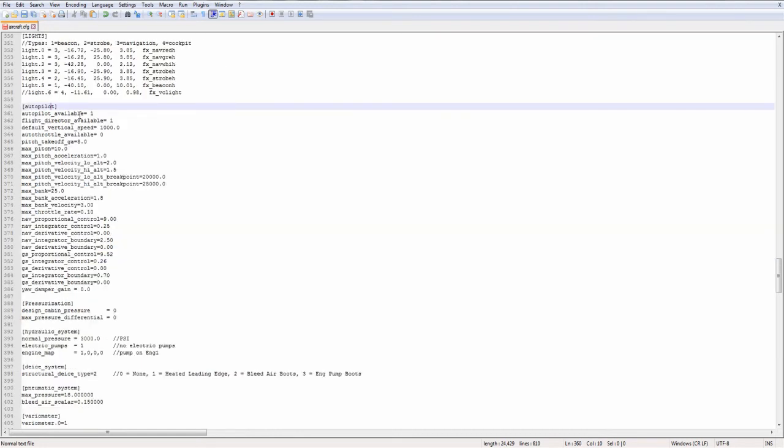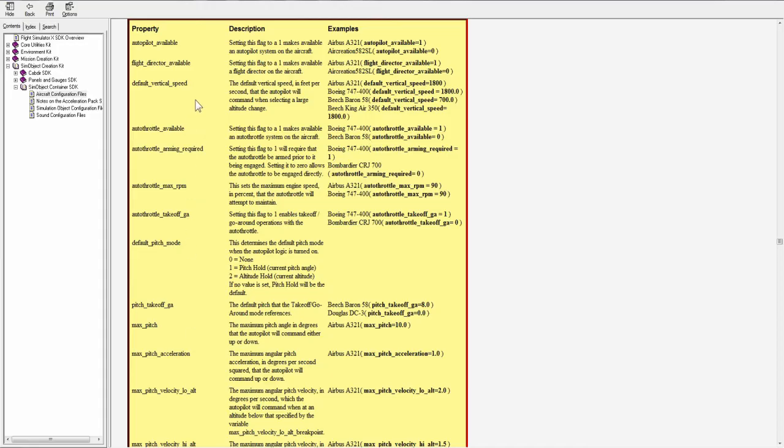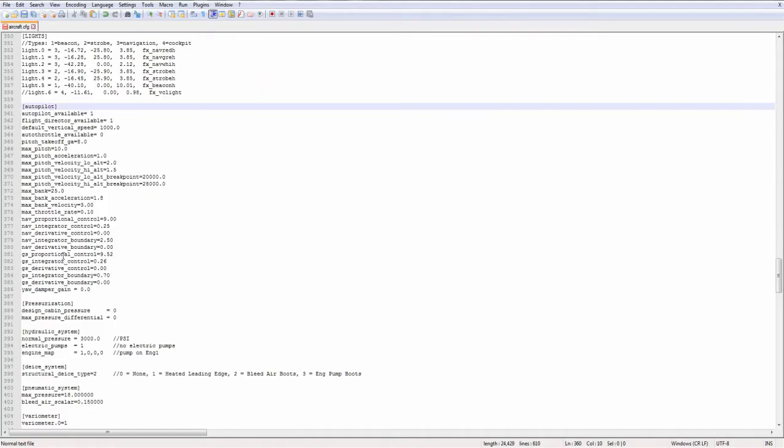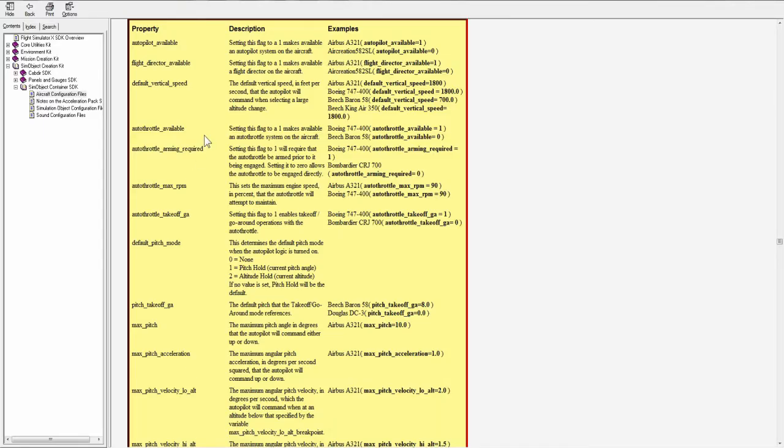Now, this next one is the Autopilot, and we'll set some things up for the Autopilot. I'm actually just going to go through it on the SDK because not everything that the Autopilot can have is listed here. So let's just look at it on the SDK. The first one is a flag. Is Autopilot available? Set to 1 for yes, 0 for no. Flight Director available. Same. It's a flag, 1 for yes, 0 for no.